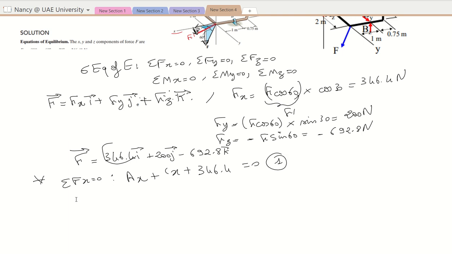Equation number 2, summation of forces about y is equal to 0. So what do I have about y?